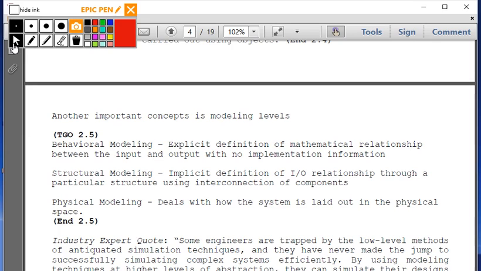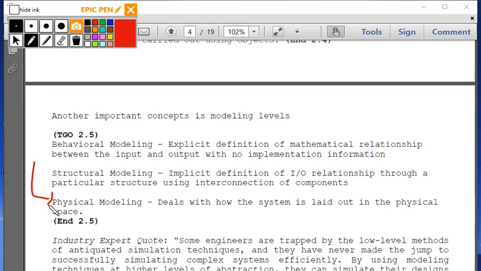Physical modeling deals with how the system is laid out in the physical space. We will not really be going that much into that in 385. In 386, you'll be going into it a little more, if you decide you want to take digital VLSI design with me. That's basically the whole idea of the course: we'll be using Cadence tools to actually take a MIPS architecture and physically make a chip.